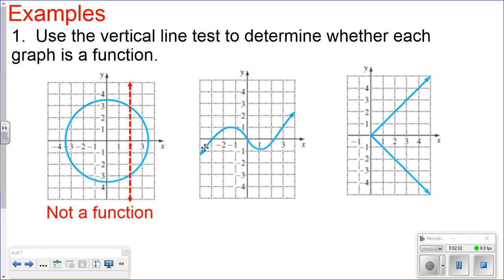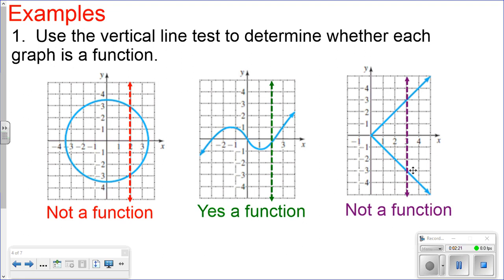How about this one with the curvy line? Is that a function? Yes, because if we use the vertical line test, it doesn't cross the blue line more than once. In this arrow graph, if we use our vertical line test, we would say, no, it is not a function because our x value of 3 has two y values. It would be at this point of (3, 3), and this point down here of (3, negative 3).